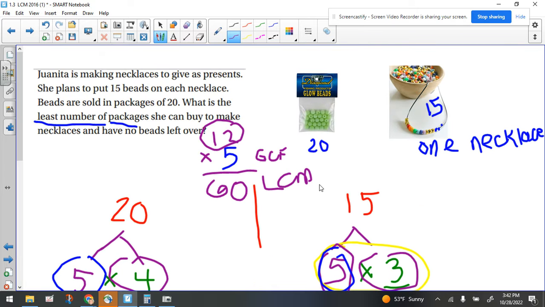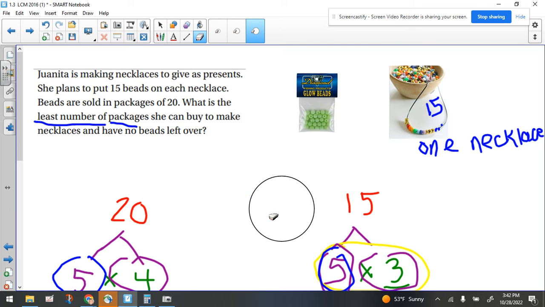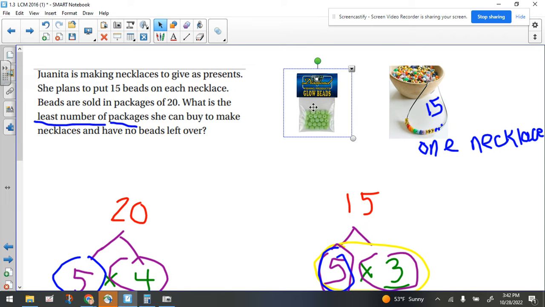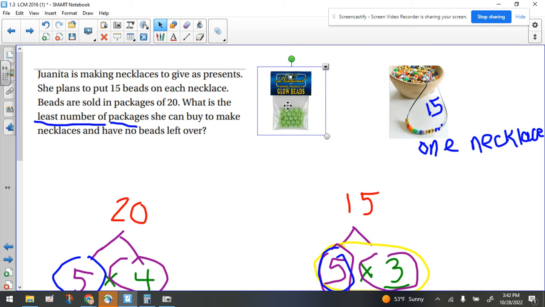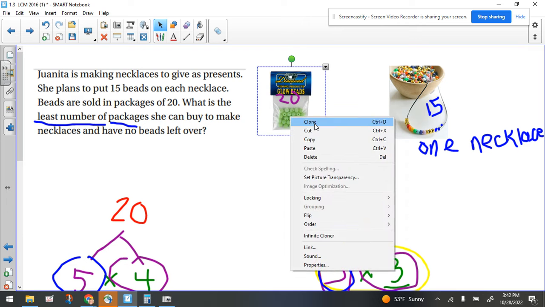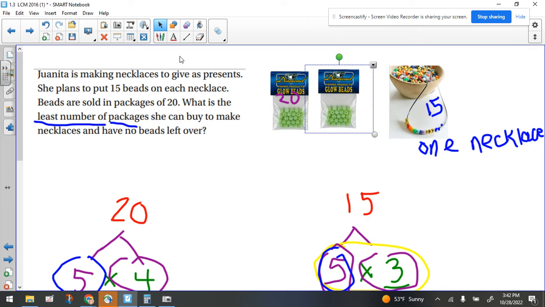All right, but we're not done with the question. We know the LCM is 60. Now, they're asking what is the least number of packages, so we're trying to figure out how many of these we need to buy, because remember, they come in packages of 20. If this is 20 and we duplicate it, let's clone it, now we have 40, because there's 20 more.